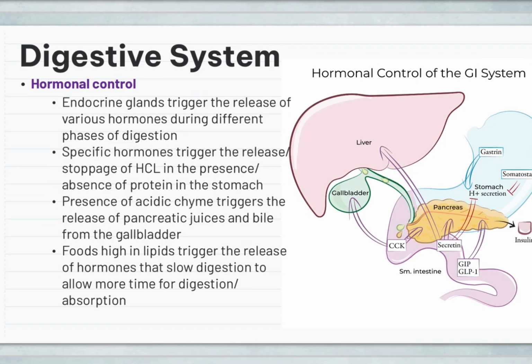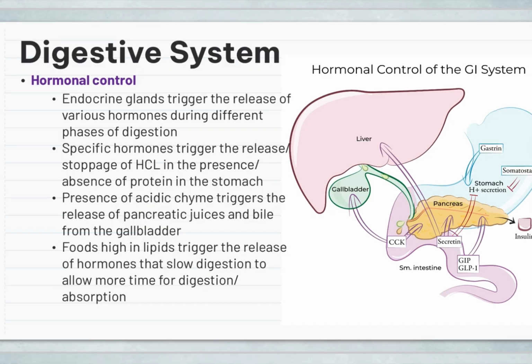Hormonal controls. Our endocrine glands trigger the release of various hormones during different phases of ingestion. Specific hormones trigger the release or stoppage of HCl in the presence or absence of protein in the stomach. The presence of acidic chyme triggers the release of pancreatic juices and bile from the gallbladder. Foods high in lipids trigger the release of hormones that slow digestion to allow more time for digestion and absorption.